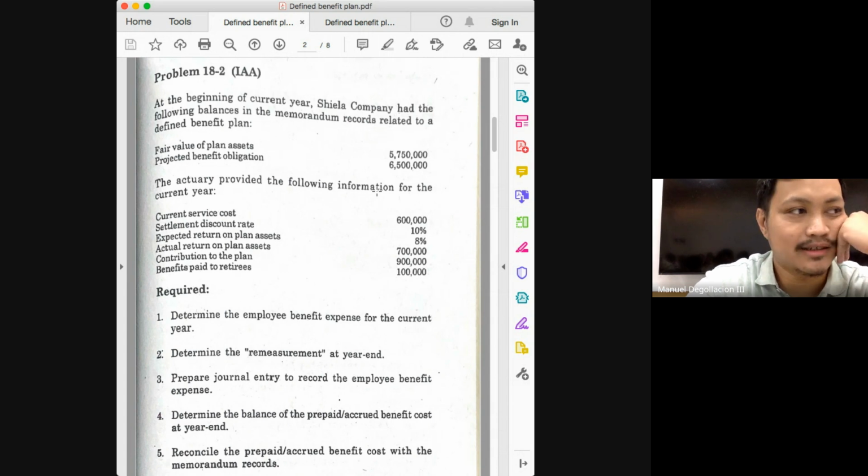service cost. The first subcomponent there is your current service cost. And as mentioned, this we expect to be given. And indeed, in this problem, the current service cost is given at 600,000. Next subcomponent is your past service cost. So what I want you to do is to look in the problem whether or not the problem has given you any past service cost.